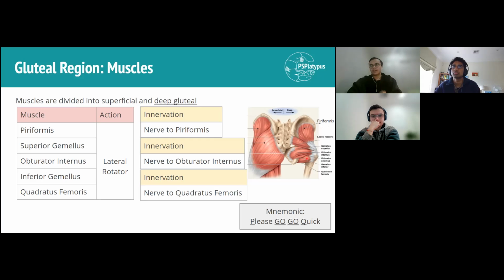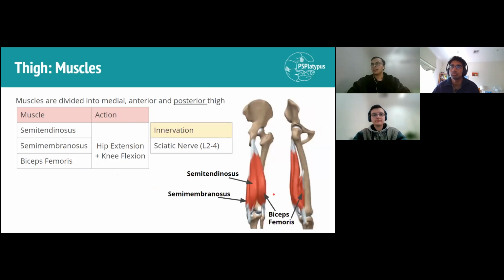And the great thing about innervation here is that the nerves are very, very well named. The nerve to piriformis innervates piriformis. The nerve to obturator internus innervates obturator internus and superior gemellus. So that's a small exception there. And the nerve to quadratus femoris has innervation for quadratus femoris and the inferior gemellus. So let's keep in mind that all these muscles have nerves that are named after them. The only exception being the gemellus muscles, which are innervated by the nearby nerves. Yep, that's the main thing for this section. And now we move on to the thigh muscle.